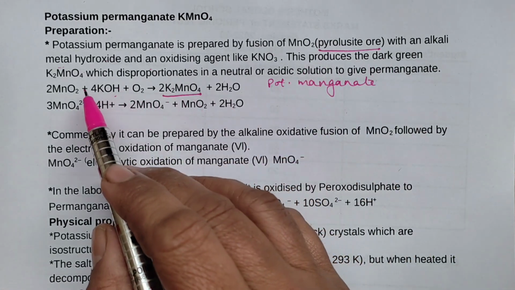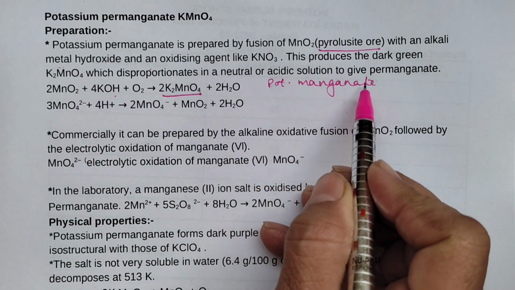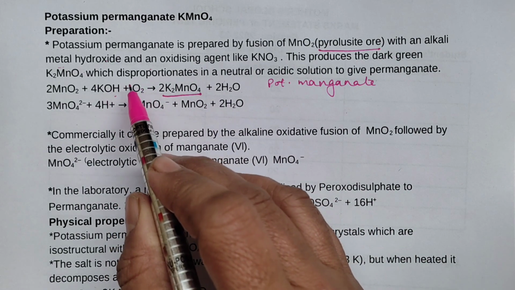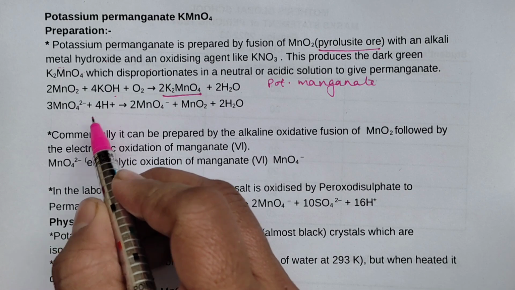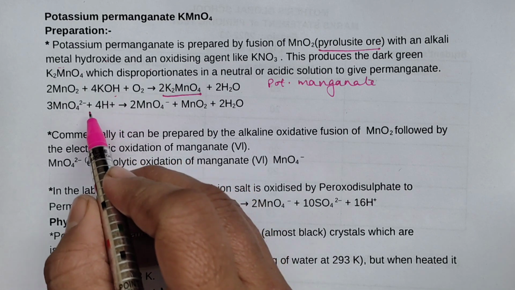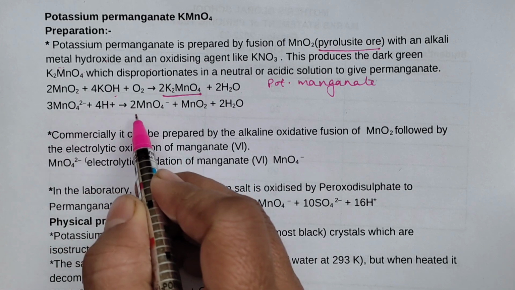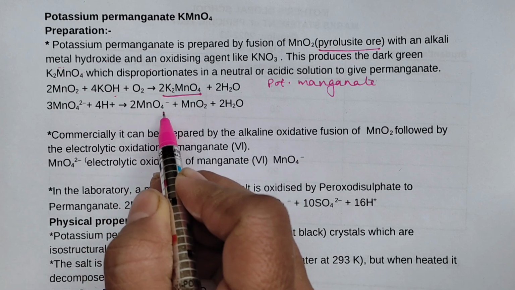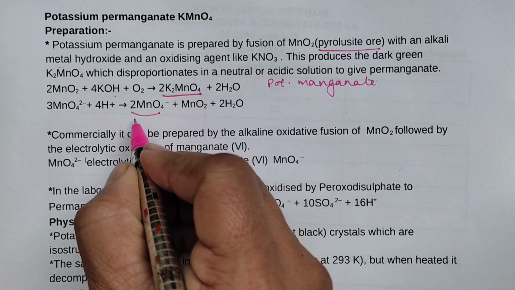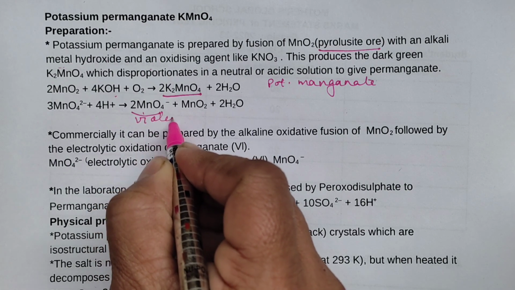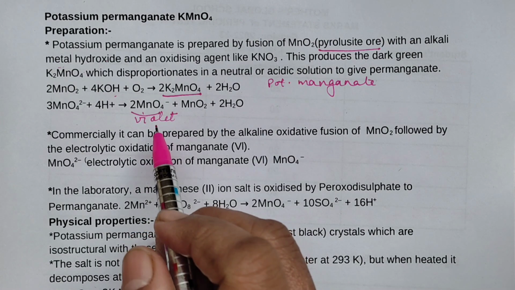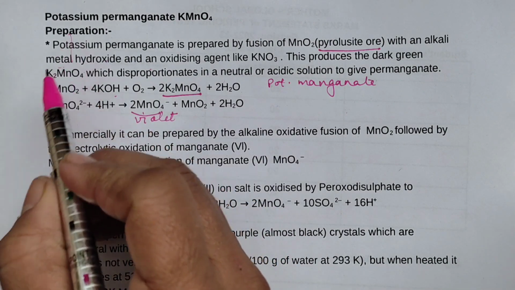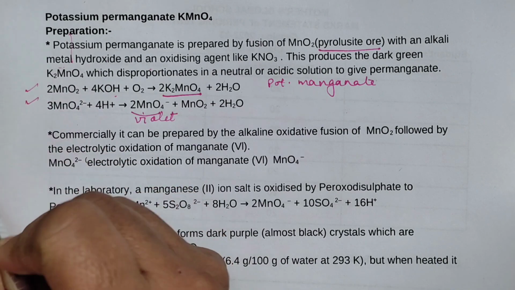It produces a green color compound, that is potassium manganate, which disproportionates in neutral or acidic medium. In the equation you'll be writing acidic medium. In acidic medium, manganate gets converted to permanganate. Permanganate is this one, which is violet color. You also use this potassium permanganate in volumetric analysis, to titrate with Mohr's salt and oxalic acid. So if not everything, at least the 2 equations you will definitely remember.